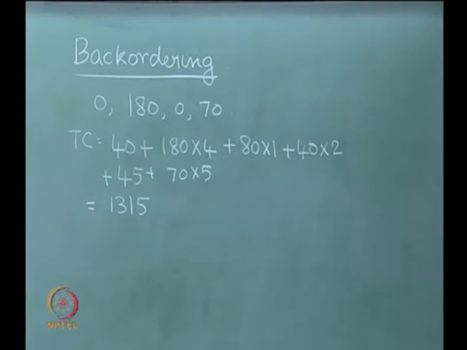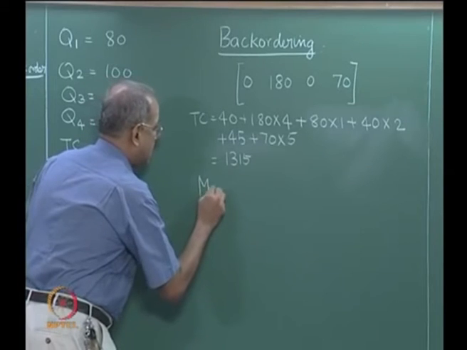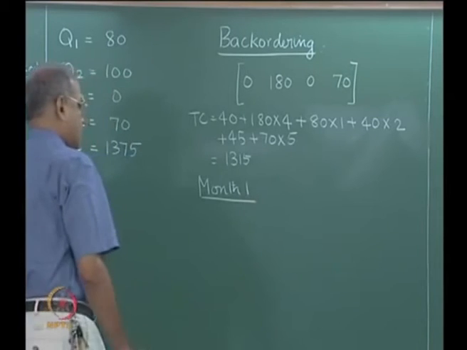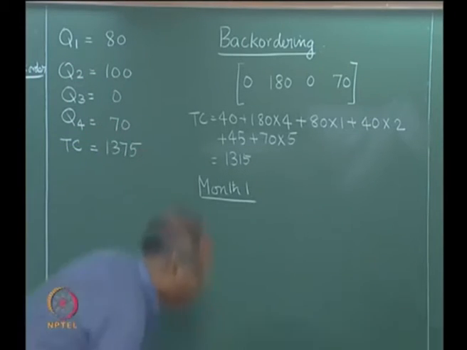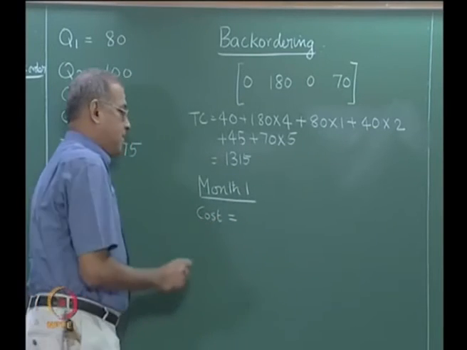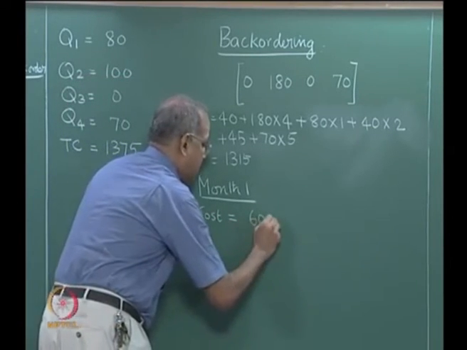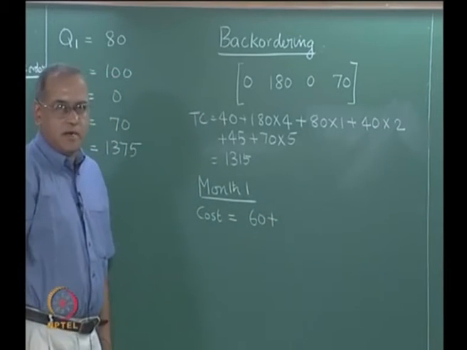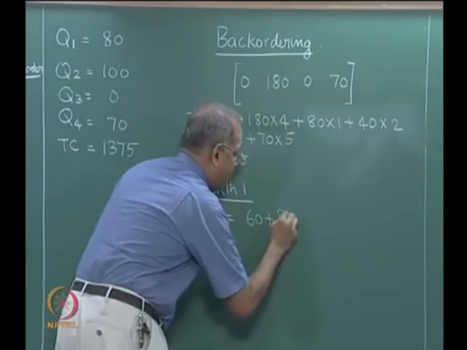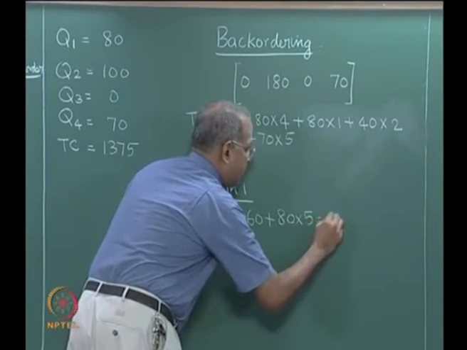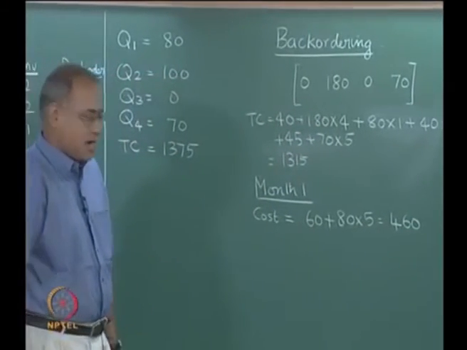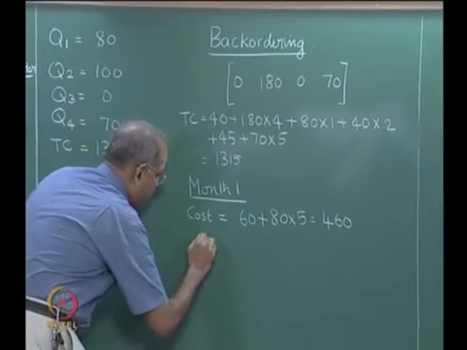Month 1, we incur cost equal to setup cost of 60 plus we produce the demand of 80 of month 1, incurring a production cost of 5. So, plus 80 into 5 would give us 460 as the cost for month 1. Now, we move to month 2.